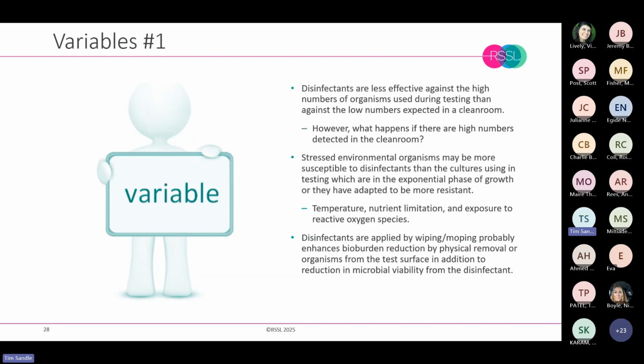So there are variables that we need to consider and bear in mind when we are taking these disinfectants into the clean room. So the first one is that disinfectants are less effective against high numbers of organisms compared to low numbers of organisms. So we need to bear that in mind. Stressed organisms might be more susceptible or less susceptible than the organisms that we're using in the laboratory. And also we will be hopefully applying our disinfectants with wiping activities. Hopefully we've moved beyond simply just spraying and hoping for the best. So we need to factor in all those, and these are things that can help to shape our understanding of setting the criteria and the data that we end up with.